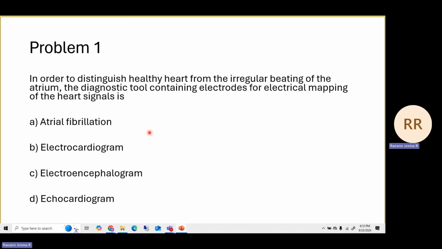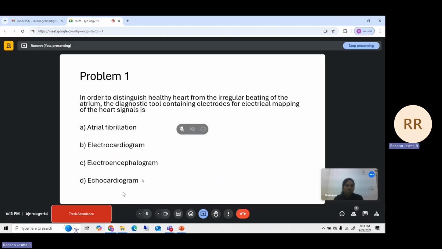We want to distinguish whether the heart is healthy or whether the person is suffering from any particular disease or not. So we need some kind of diagnostic tool in order to treat the patient. We need a tool to find whether a person is suffering from any disease or not. So what kind of tool are we using for electrical mapping of heart signals?